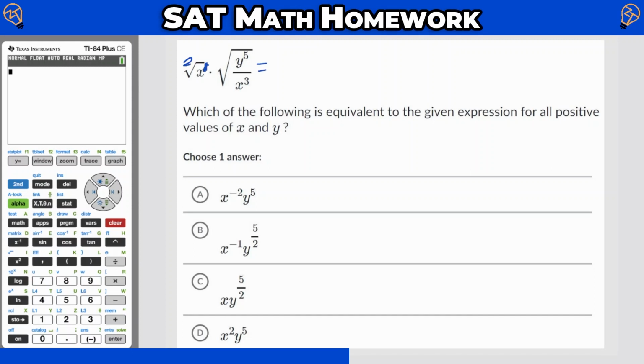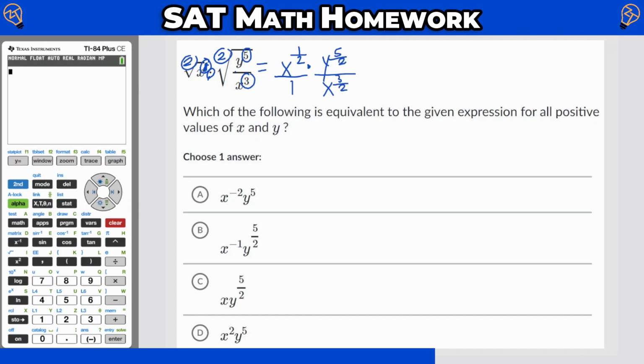So that is x to the 1/2, reading right to left. Keep in mind that the unwritten root is a 2 if it's not there. You have y to the 5/2 over x to the 3/2. Let's go ahead and put this over 1 so we can see that x to the 1/2 is in the numerator. Now at this point, there's two ways you could apply the property of exponents.